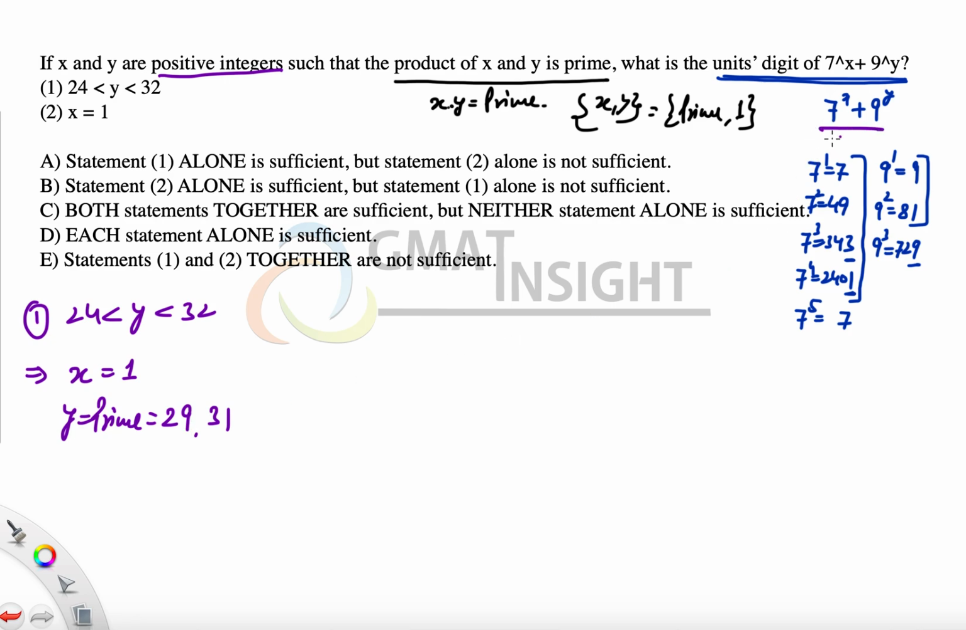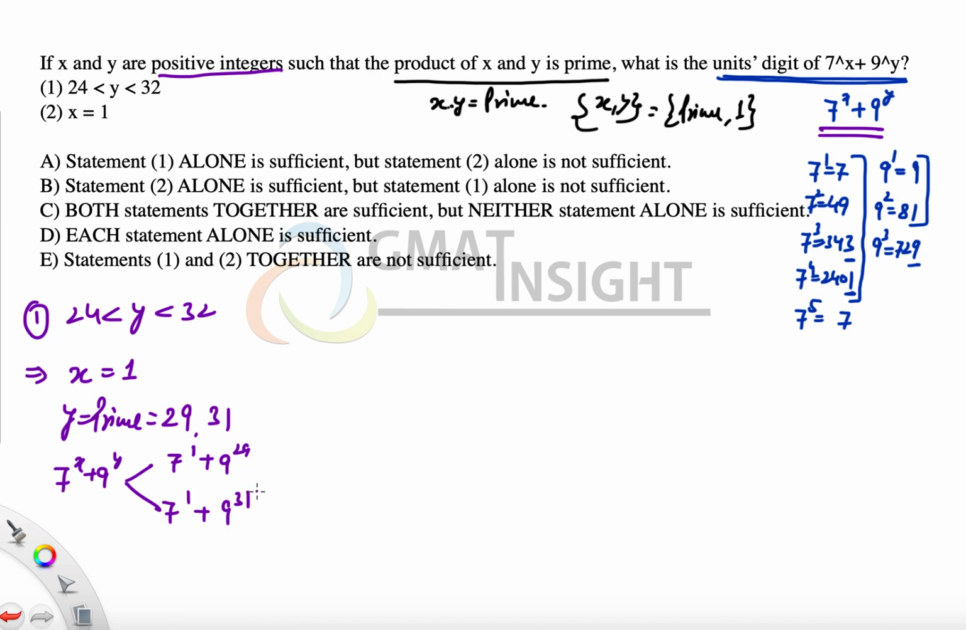That means this expression 7 to the power x plus 9 to the power y has two possibilities. 7 to the power x plus 9 to the power y could either be 7 to the power 1 plus 9 to the power 29 or 7 to the power 1 plus 9 to the power 31. Now, many students at this step start concluding that this is not sufficient because we have multiple values of y. But that's not the point.